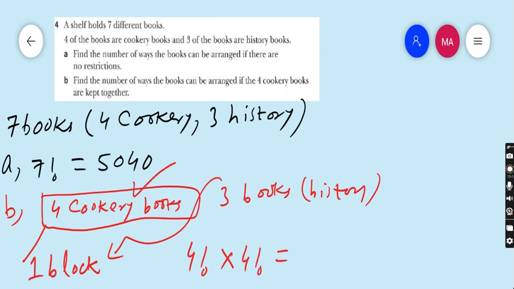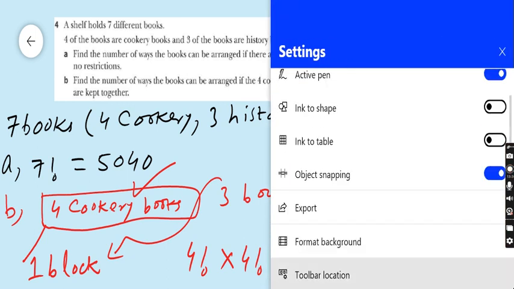I repeat again. 3 history books plus 1 block is 4 factorial. Multiply by 4 cookery books itself arrangement is 4 factorial. Therefore the final answer you can find from the calculator is 576. So very easy question and very important also. Move to question number 5.